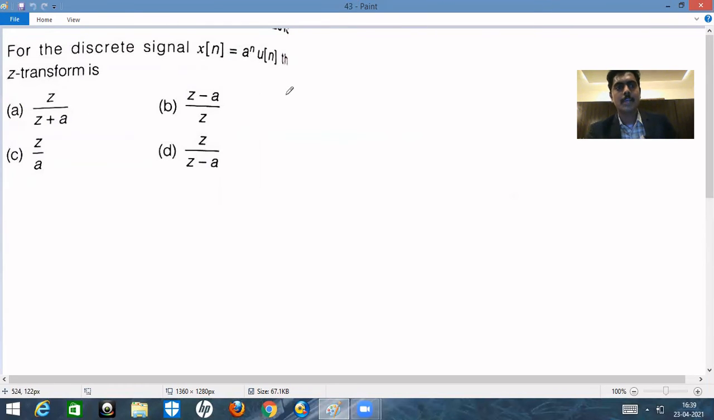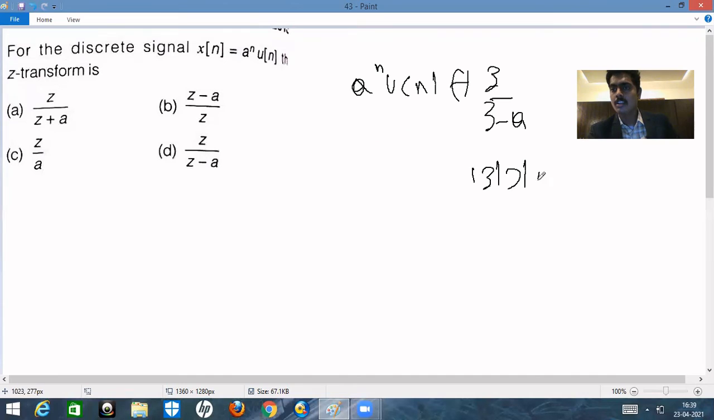So for a discrete time signal a power n u of n, the z transform is dash. We know that for a power n into u of n, what is the z transform? It is nothing but z upon z minus a. What is the ROC? With mod z greater than mod a simply.